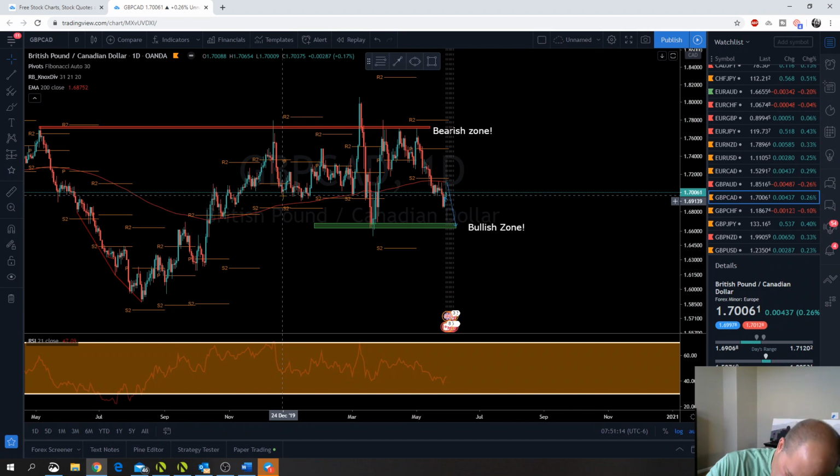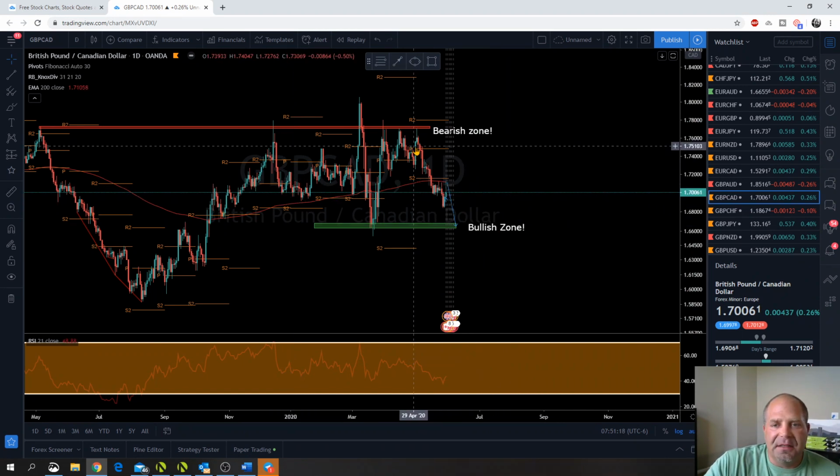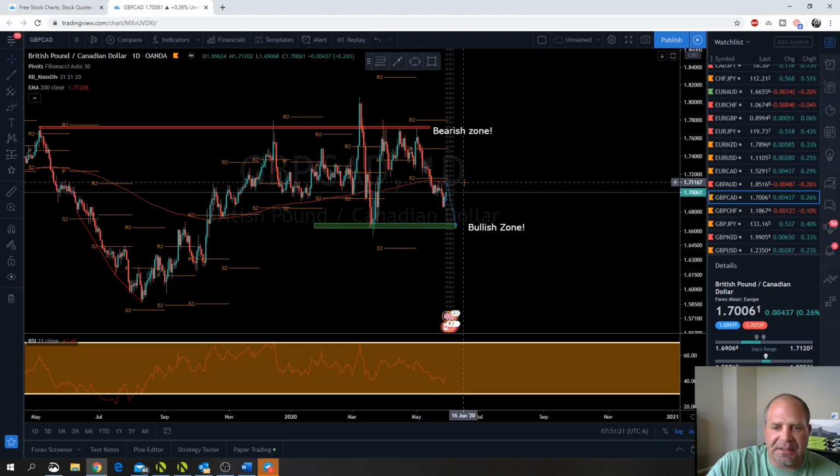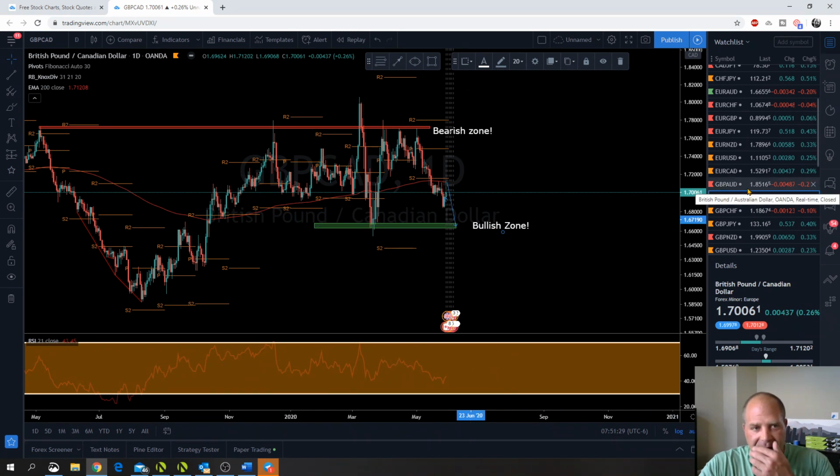Pound CAD. Strong downside, a retest. I'm going to look for a continuation down here. I know that's exactly opposite than what we had on British Pound AUD. We'll just have to see.